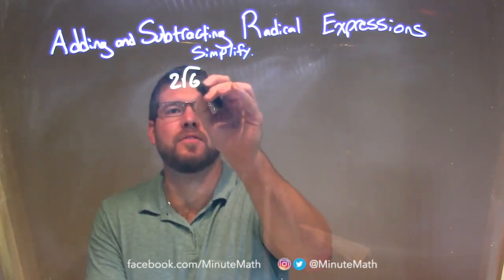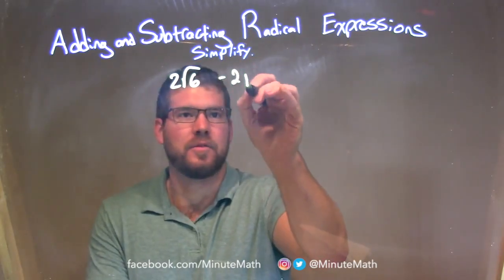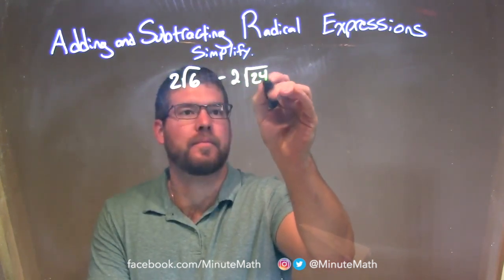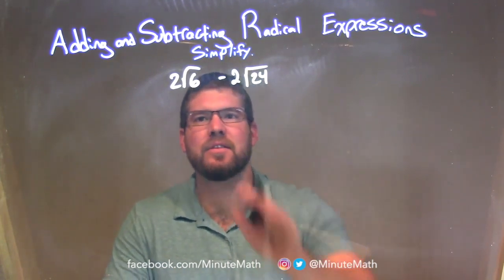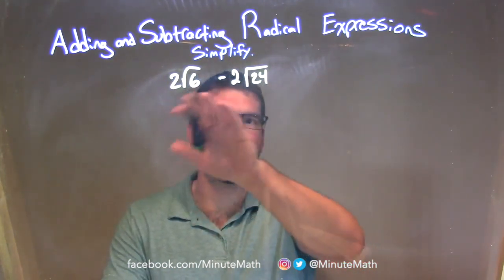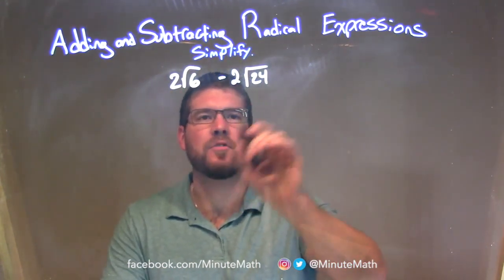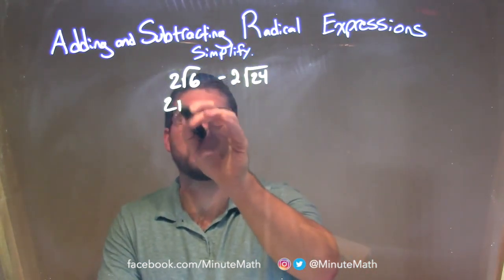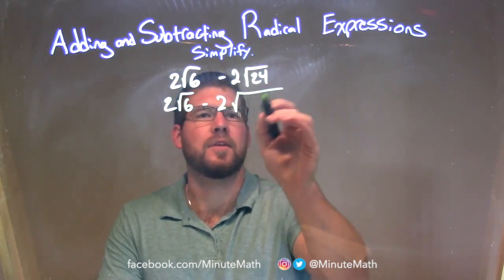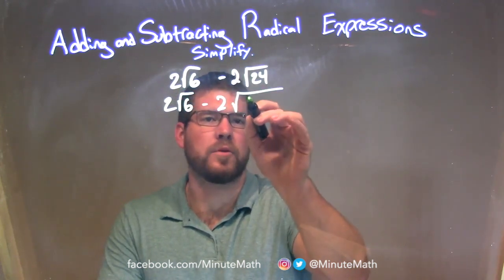2 times the square root of 6 minus 2 times the square root of 24. Okay. Well, right now we cannot combine it as it is. They don't have the same square roots being multiplied by a number in front. But square root of 24, I can adapt that to be 4 times 6. So we have 2 times the square root of 6 minus 2 times the square root of 4 times 6. Let's do it that way.